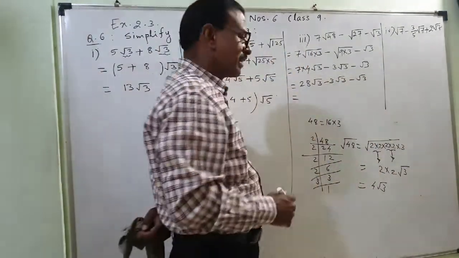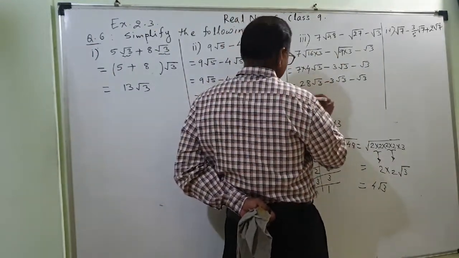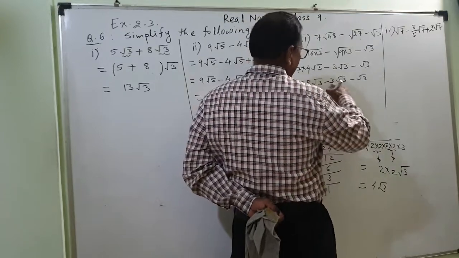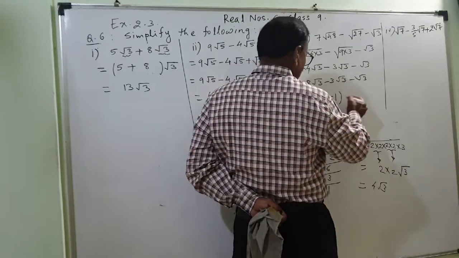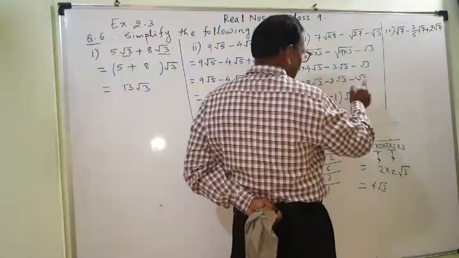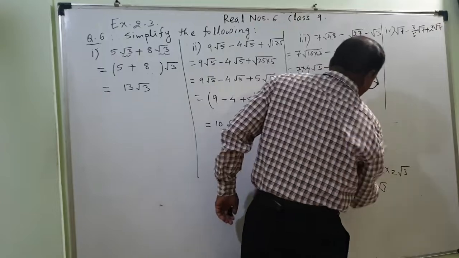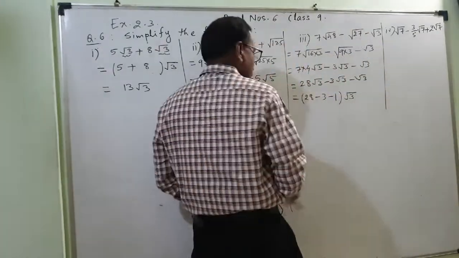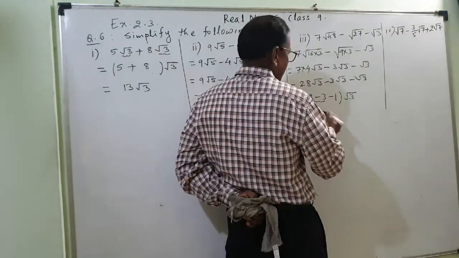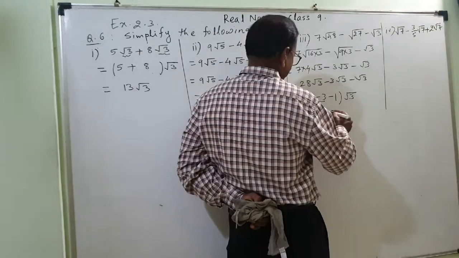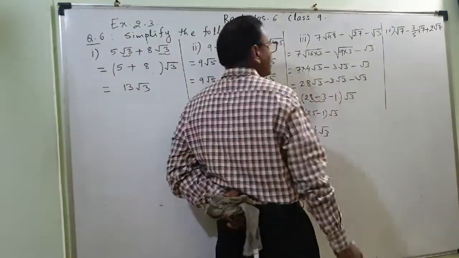Now what is common that I will find? Root 3 is common. This is 28 minus this 3, and here there is nothing. That means there is 1. 1 is there. Root 3 is taken out. So if you are a very general student, do step by step. 28 minus 3 will be 25 minus 1 root 3. Then 25 minus 1 will be 24 and root 3. This way you can solve.